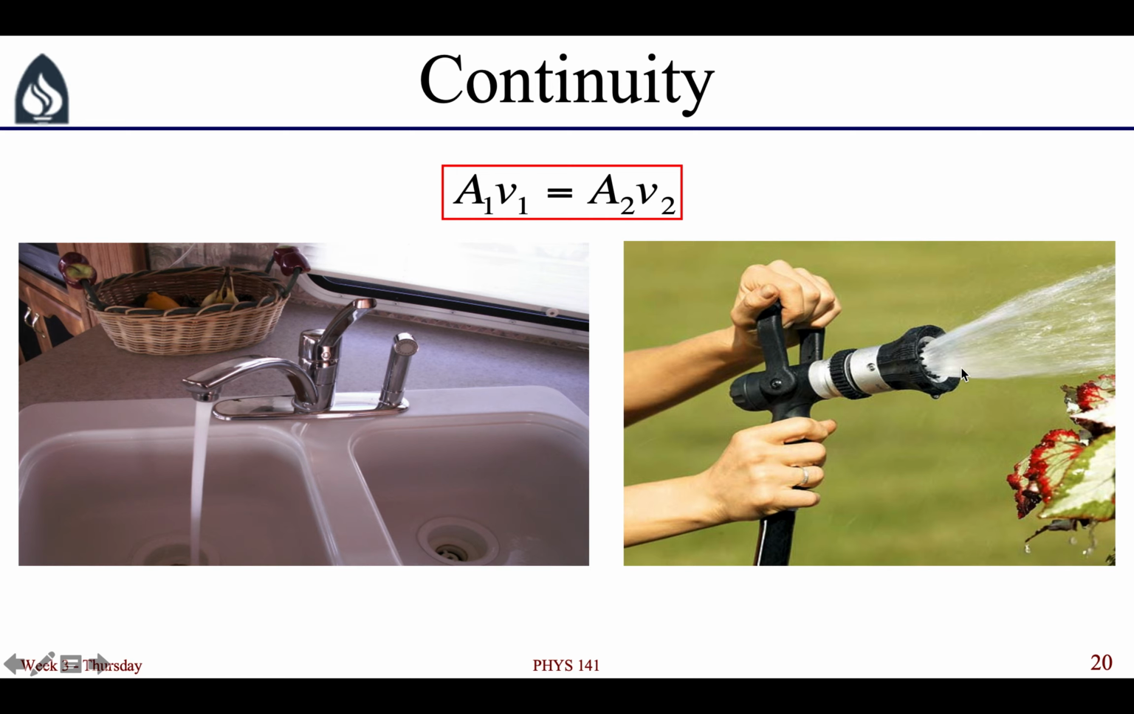And that's what is happening here with this aerator, or this attachment to the hose. It's forcing the water through some very small openings, so the area that the water is flowing through decreases, so the velocity of the water increases.